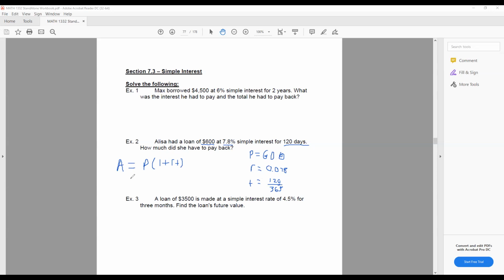I'm gonna write this on the paper. Example 2, P is 600. The rate is 7.8%, which will change to 0.078. Time is 120 days, which is the same as 120 out of 365 years.